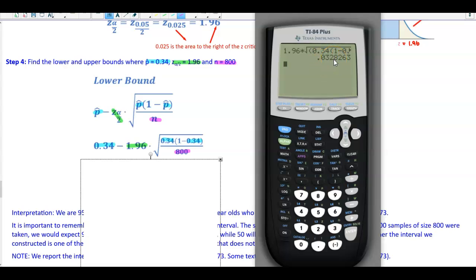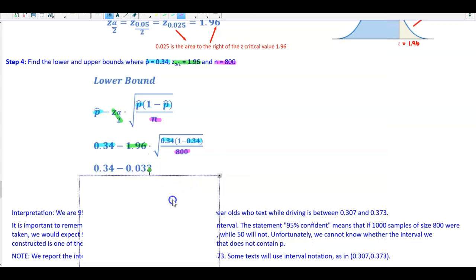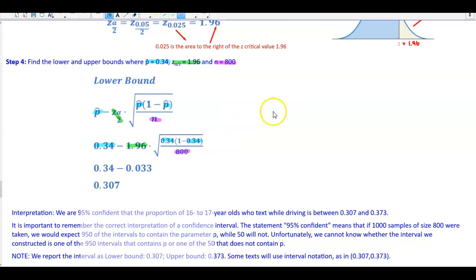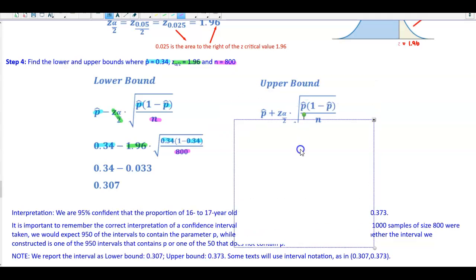And so that gives us 0.033. That means if we take 0.34 and subtract 0.033, we should get 0.307. Let's just verify that here. We're going to take 0.34 and subtract this second answer, to make sure that when we round this to 3 decimal places, we get 0.307. So that represents our lower bound.